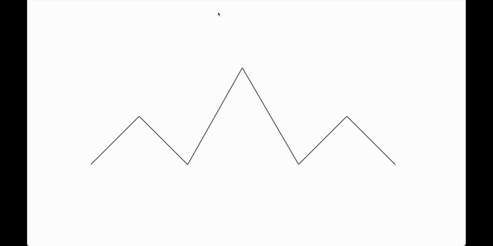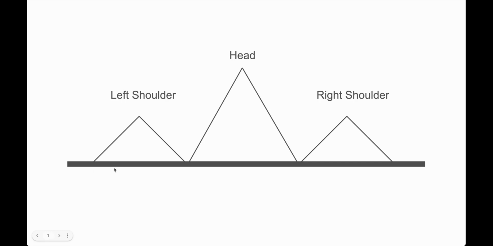Okay, so when looking at the head and shoulders pattern, you need to actually know the anatomy of the head and shoulders. This is a rough diagram that I've drawn. You've got the left shoulder, you've got the head, and then you've got the right shoulder. And that's essentially what a head and shoulders is. You've also got the neckline.